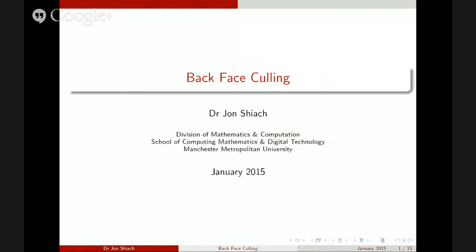Okay, so as I just mentioned, we'll be looking at hidden surface removal today. I'm going to start off by just explaining why we need this next step.